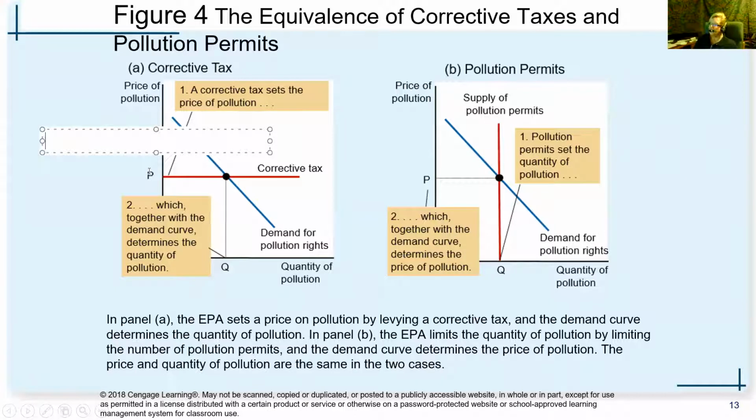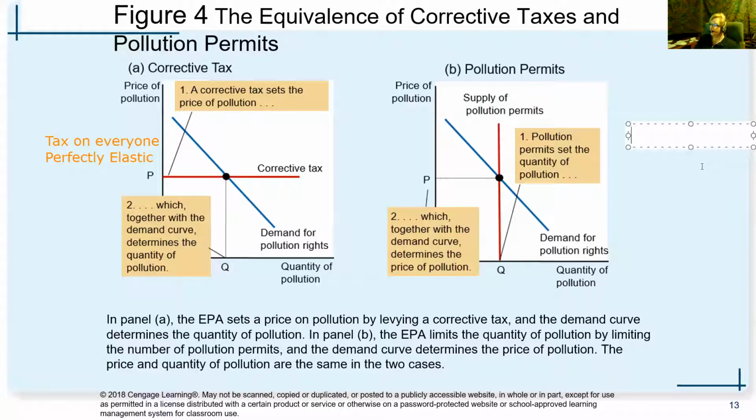In panel A, this is a tax on everyone, so this is perfectly elastic. It's a tax on everyone who emits pollution, which is why it sets the price of pollution right at where the corrective tax is. On panel B, however, because the supply is restricted by the government and there are no substitutions for this, the limit on permits is perfectly inelastic. So you can see the differences in those two examples. Again, coming back to that idea of elasticity, it seems like we can never get away with that. Okay, I'm going to go ahead and clear those drawings.